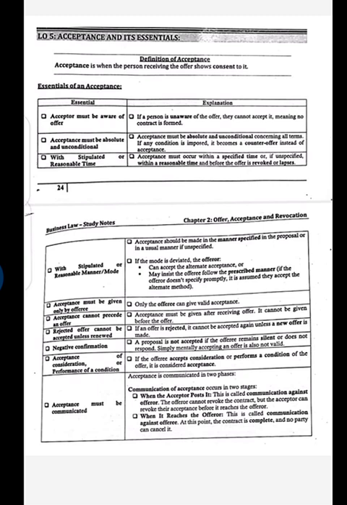Then, a rejected offer cannot be accepted unless renewed. If an offer is rejected, it cannot be accepted again unless a new offer is made. Negative confirmation means a proposal is not accepted if the offeree remains silent or does not respond. Simply mentally accepting an offer is also not valid.